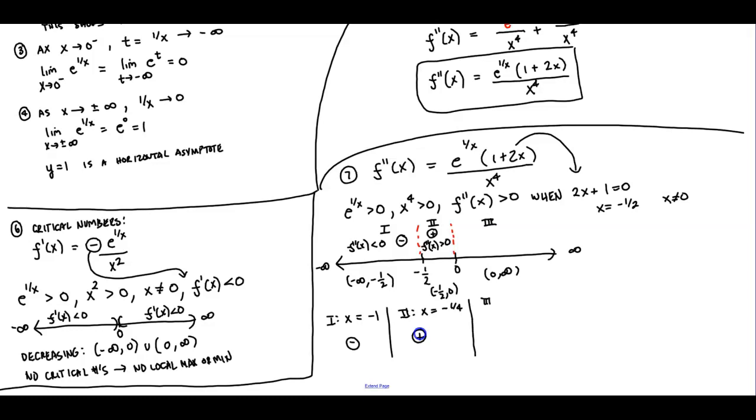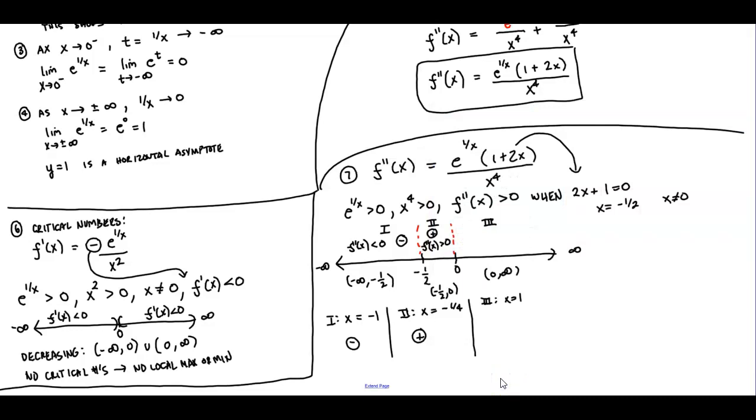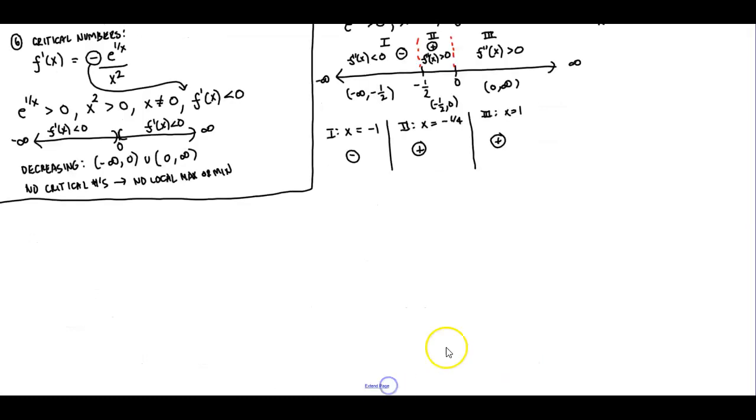And then let's take a look at the third region. So we're going to pick x equals 1. So if we plug 1 in here, we get a positive value. So therefore, it's positive here, which tells us that the second derivative is going to be greater than 0. Okay, so what does that tell us? Well, it tells us the following.